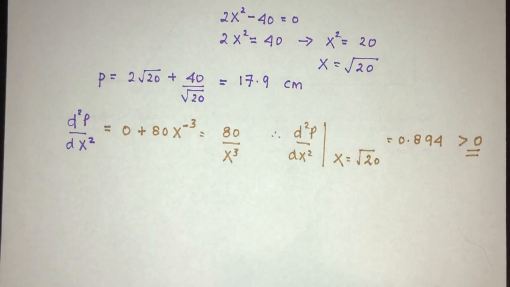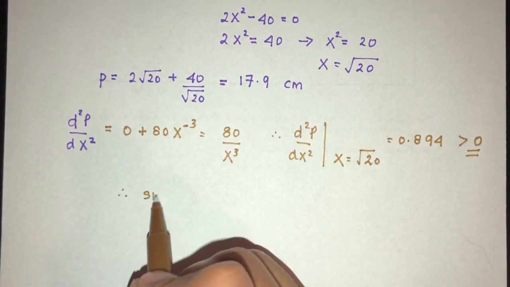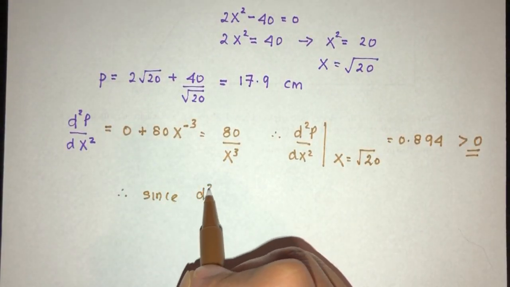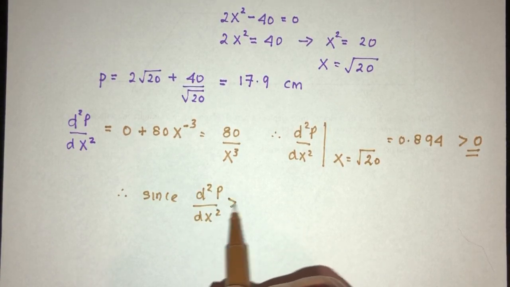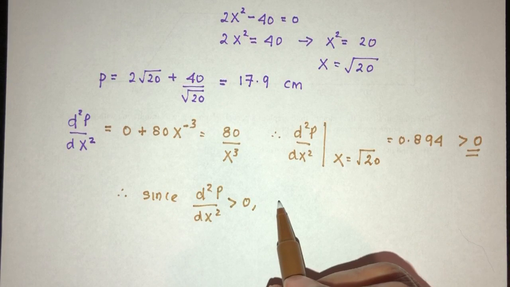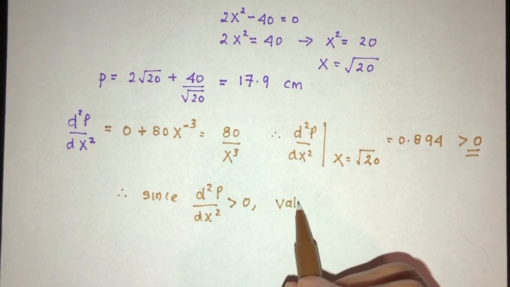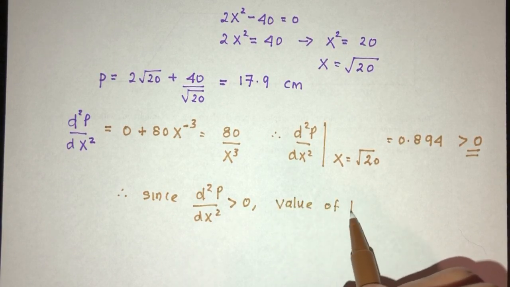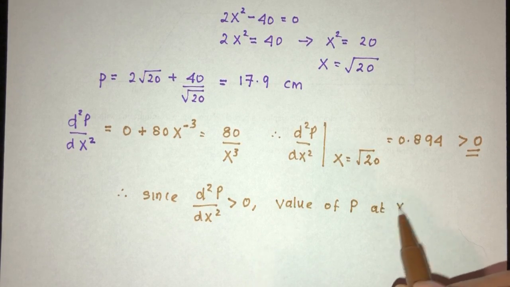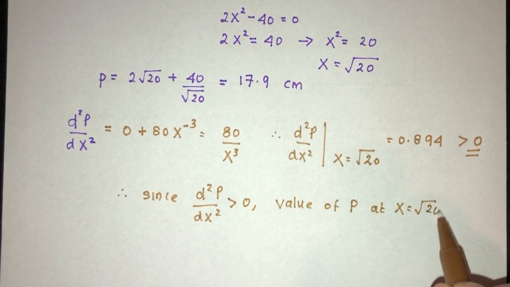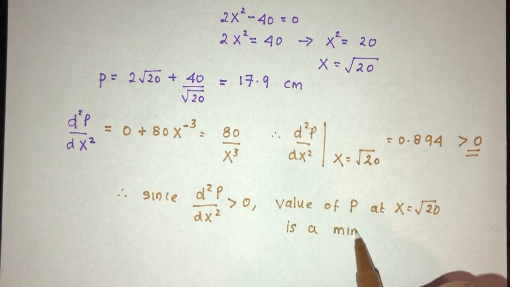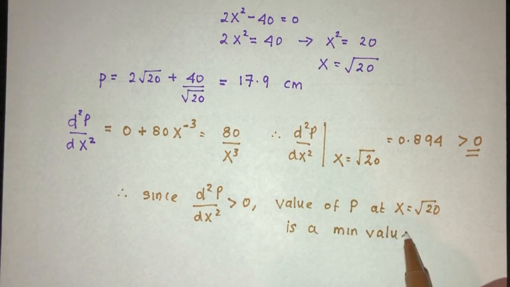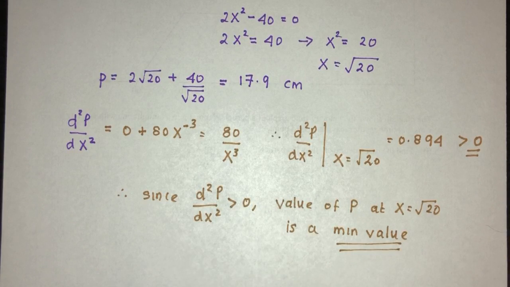So you will write, since d2p over dx2 is more than 0, it means that the value of P at x equal to root 20 is a minimum value. Okay, that is question number 10.